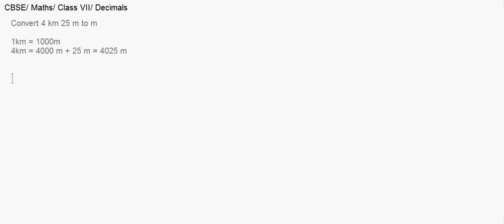Let's see another. This was based on the unit of length. Maybe a capacity I can take, like 5 liter and 60 centiliter to be converted to centiliter. In that case, what we do is, 1 liter is how many centiliters? That we need to see. 1 liter is 100 centiliters, right? 1 liter is 100 centiliters. So 5 liters will be 500 centiliters, and plus I have another 60 centiliter, thereby making it 560 centiliters.